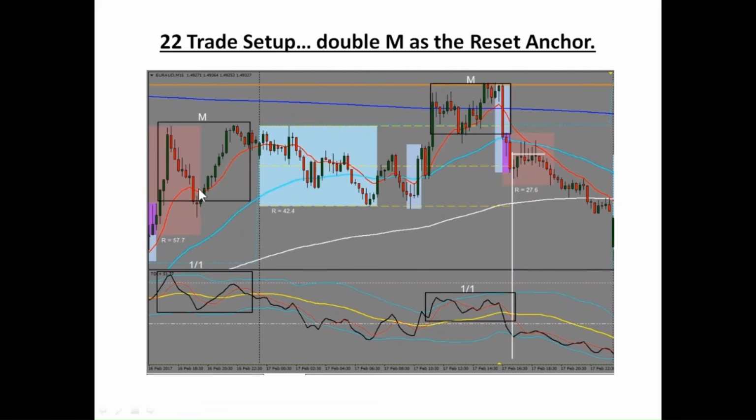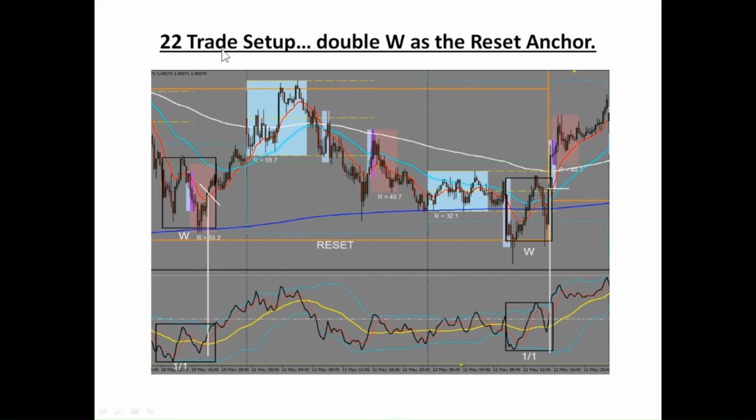Again, the cool part is, here's my first leg, which is an M, out of the band, in the band. Here's my second leg, which is an M, out of the band, in the band. The same move. All right? Same move.